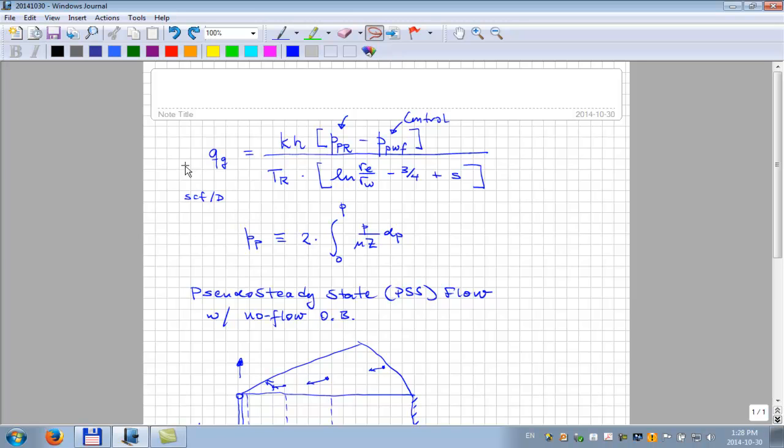What is the function of time here? If we fix PWF, the rate will be a function of time, and it's going to go down. Sorry, that's the way it is. Why is it going to go down? What is changing as a function of time? The reservoir pressure. This thing here is a function of time.